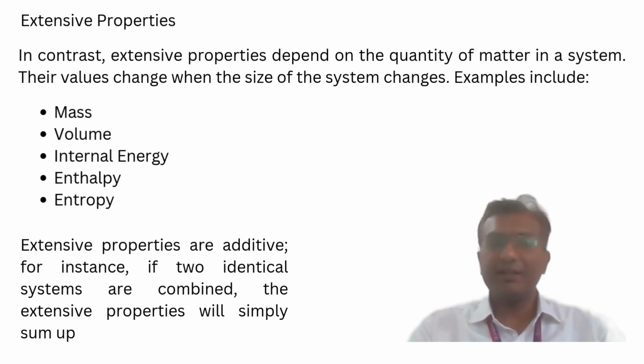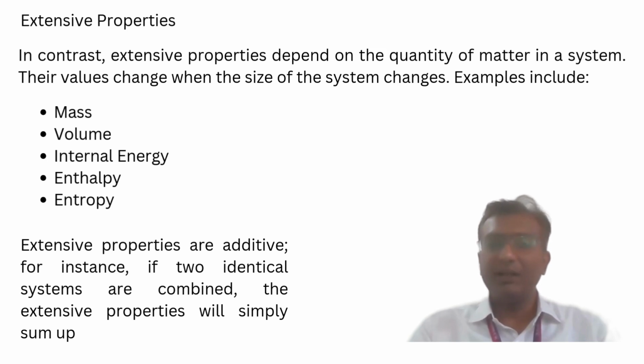A crucial characteristic of extensive properties is that they are additive. This means that if you combine two or more systems, the total value of the extensive property for the combined system will be the sum of the values for the individual systems.